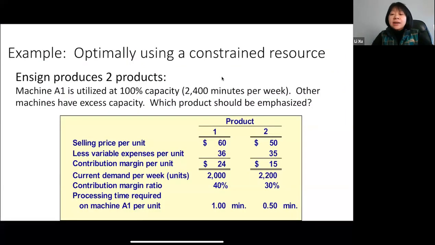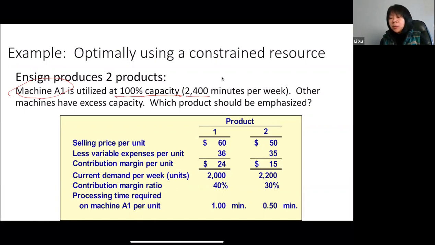Okay. Let's take a look at another example. So this enzyme product company, they produce 2 products, A and B. Here, the constraint is this machine A1. So that's the constraint. How do I know it's a constraint? Because they already utilized it at 100% capacity, which is 2,400 minutes per week. That's the constraint. Maximum, you can only use this machine at 2,400 minutes per week. And there are other machines that will have excess capacity. Okay, so here the constraint is machine A1.